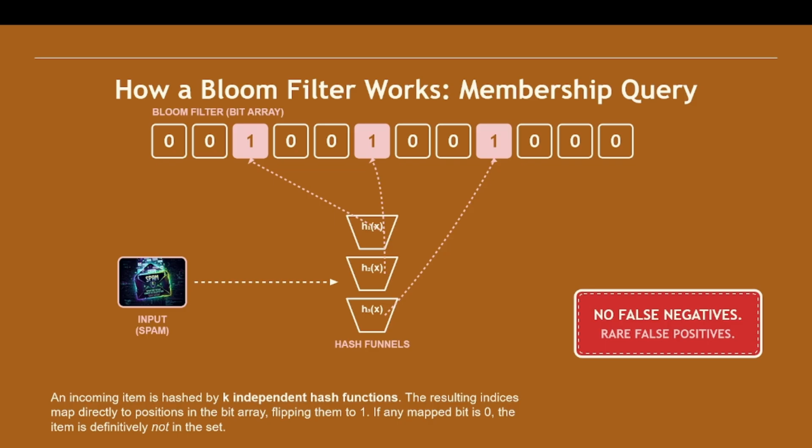But what if it points to even a single zero? Then we know with 100% certainty it is not on our spam list. It passes. Because of how hashes overlap, there's a tiny chance a legitimate email accidentally hashes to three ones that were turned on by other spam emails, and this is a false positive. But there are absolutely zero false negatives. It is a highly efficient way to filter millions of items using just kilobytes of RAM.